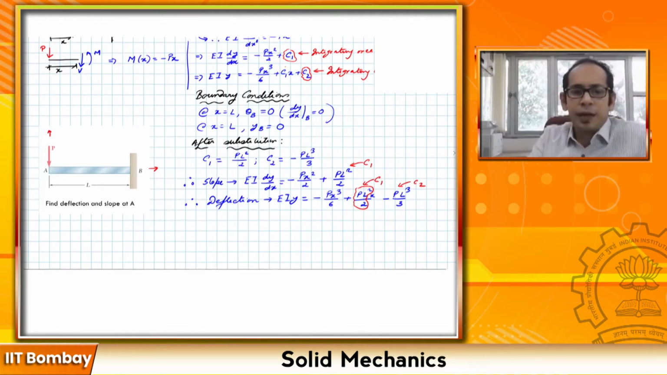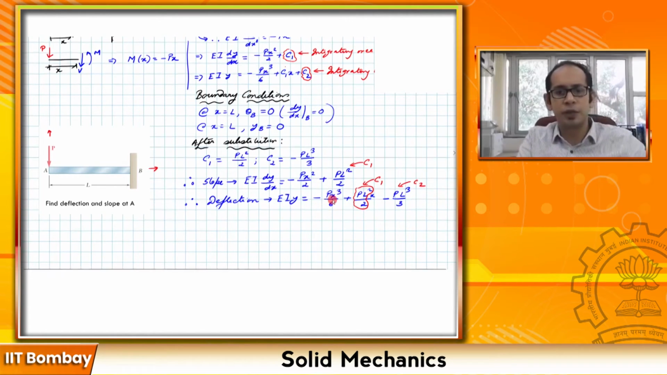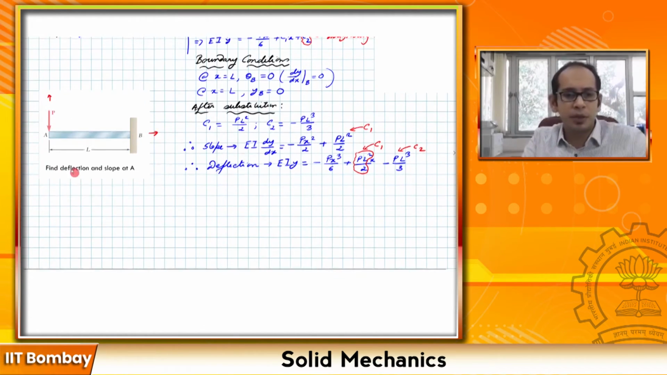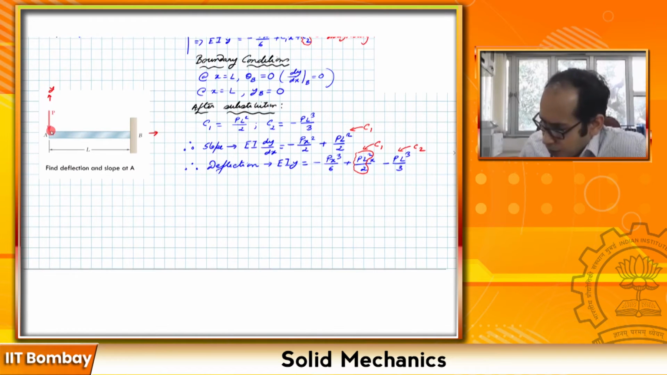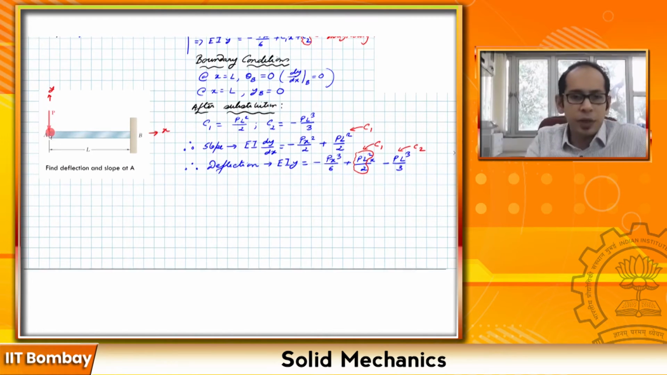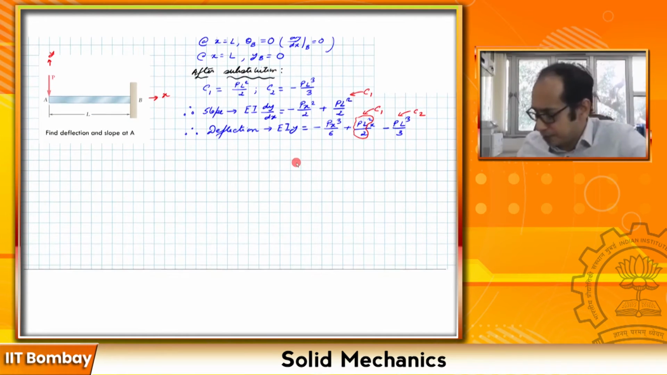Once you have written out the expression for the slope and the deflection, the problem asks you to find the deflection and the slope at A. That means at A, we know that x equals 0. So if we go to A over here, this particular point is x equals 0. If you put the value of x equals 0 over here, you will get the value of the slope, that is theta at A, which is dy/dx at A, and also y at A. Let's plug in x equals 0 and see the expressions that we get.